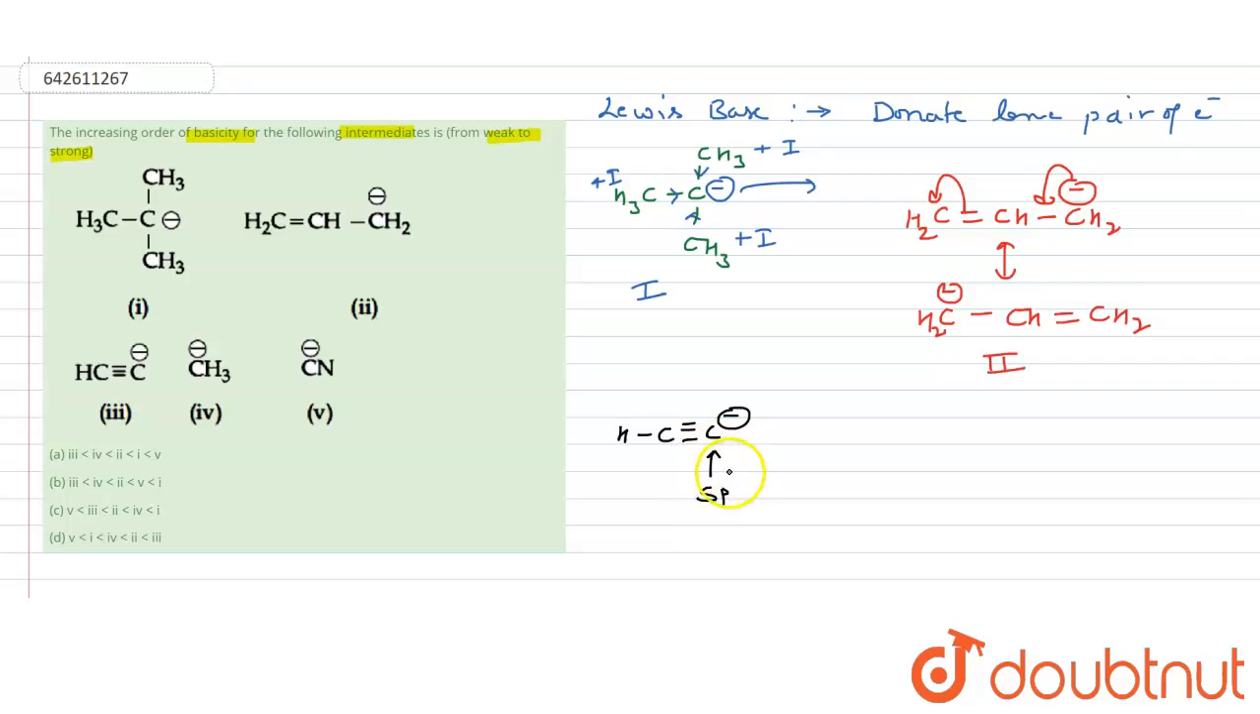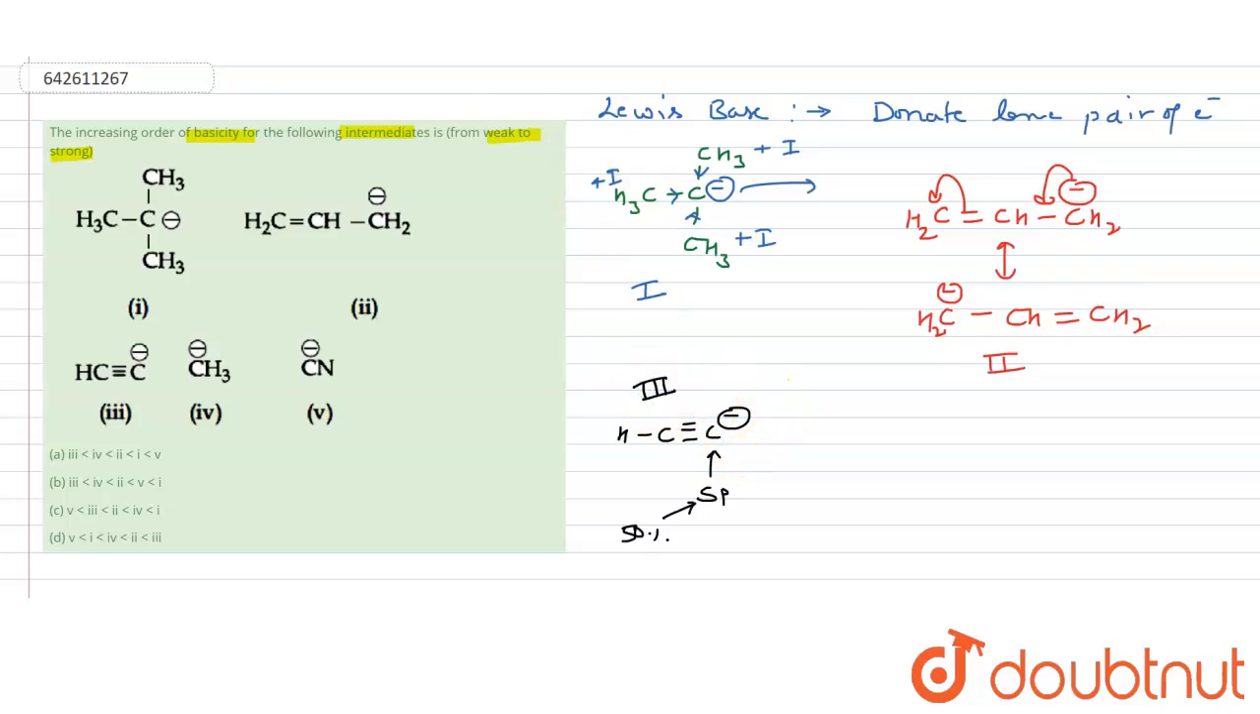So the electronegativity increases. That means in this sp hybridization there is 50% s character, right? As a result, the electronegativity of this carbon increases, which results in the holding power of this negative charge also increasing. So that means it cannot donate the electron very easily. That means it cannot act as a good base, right? So this is the story of the third one.